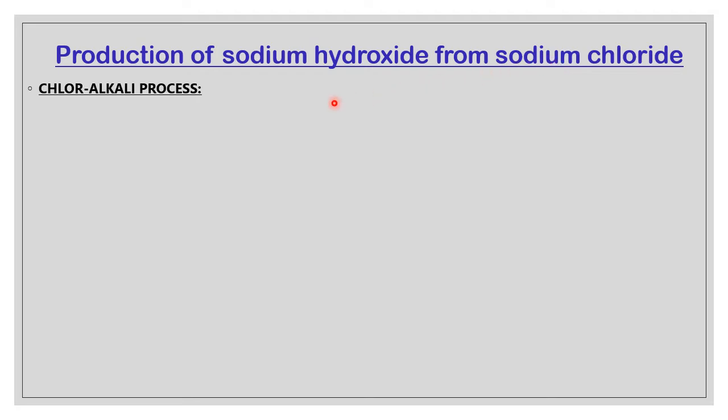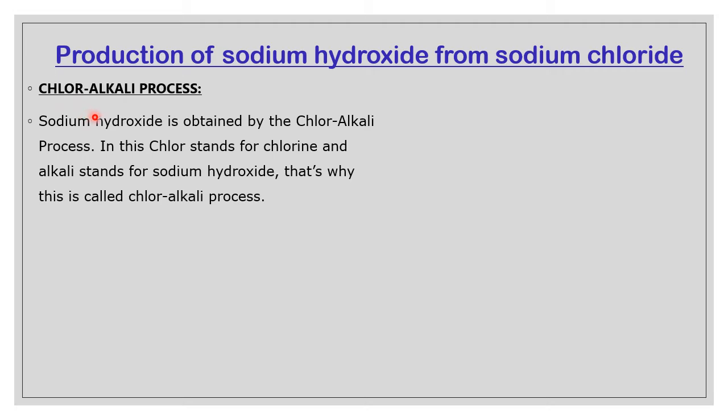This method is called what? Chlor-alkali process. Why chlor? Here not only alkali is formed, because sodium hydroxide is a soluble base, so it is called alkali. Along with alkali, one more is formed, chlorine. So that's why it is called the chlor-alkali process. Sodium hydroxide is obtained by the chlor-alkali process. In this, chlor stands for chlorine and alkali stands for sodium hydroxide. That's why it is called chlor-alkali process, as I already told.